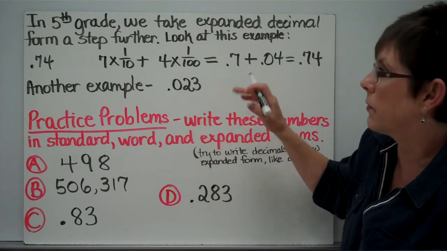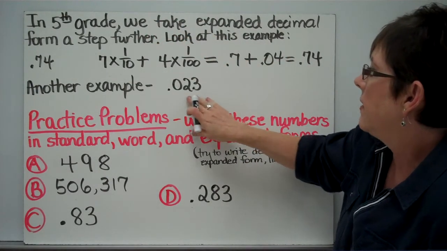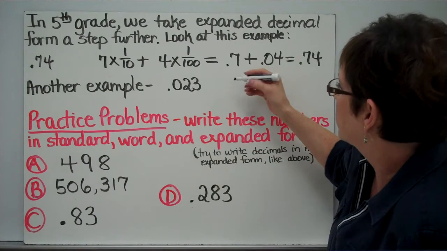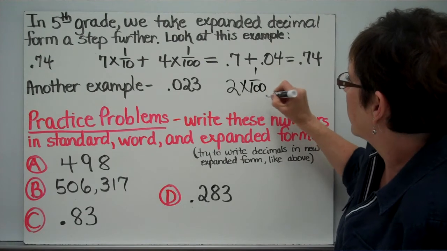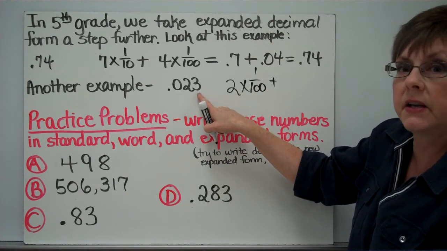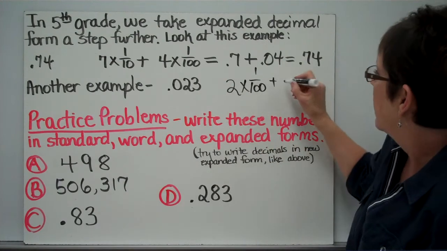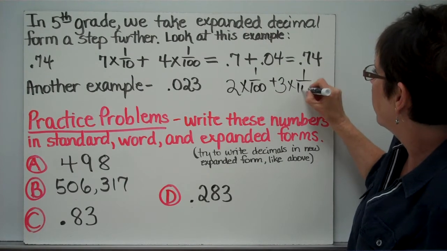Here's another example. Let's see, there are no tenths. So you don't have to write 0 times 1/10. You can skip through that. The 2 is in the hundredths place. So you would write 2 times 1/100th. Then we add it together with this. The 3 is in the thousandths place. So we would write 3 times 1/1,000th.